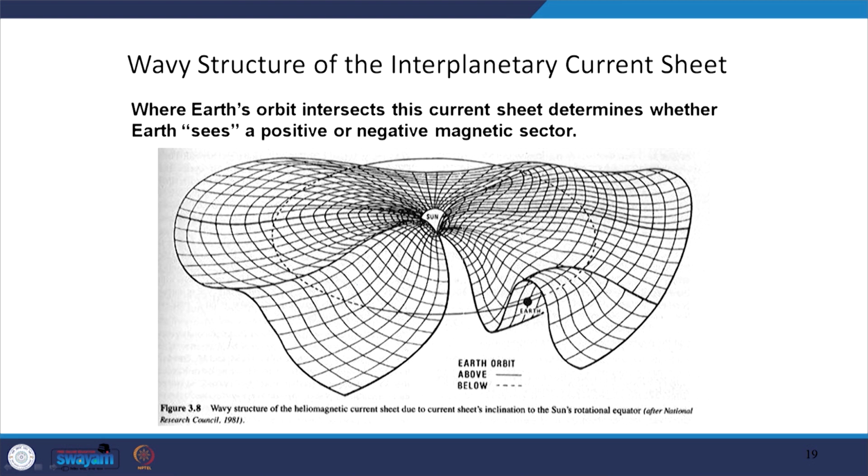So, this is a wavy structure of the heliomagnetic current sheet due to the current sheet's inclination to the sun's rotational equator. It depends where the earth's orbit intersects this current sheet, which determines whether earth sees a positive or a negative magnetic sector. So, this is some information about the solar wind.